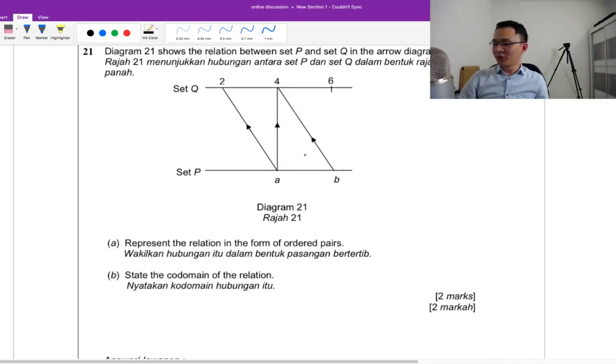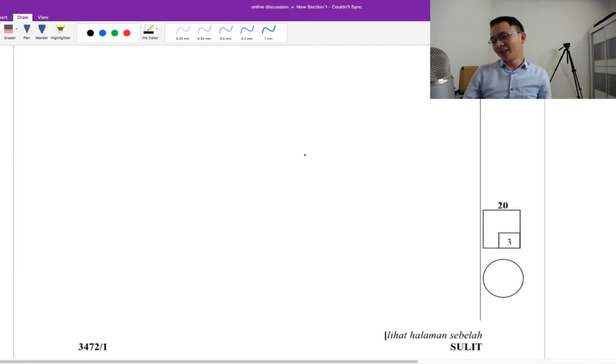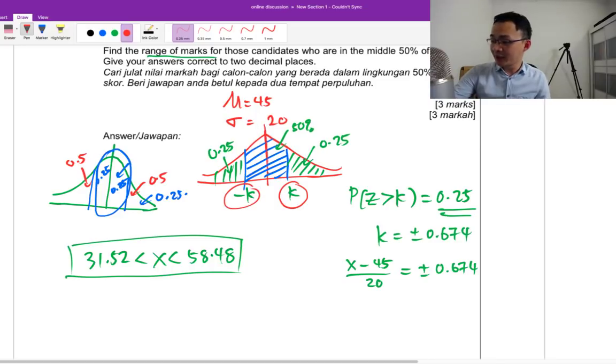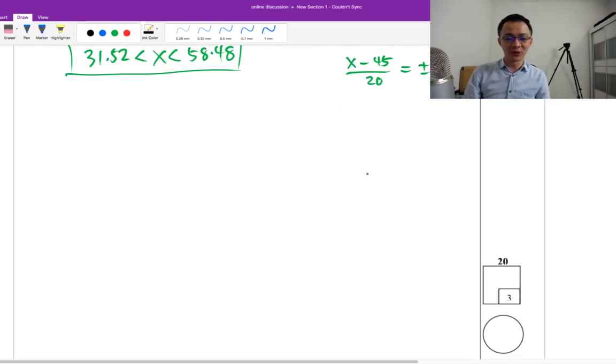Alright, a few more questions. Why is k equal to positive and negative? Because of the bell-shaped diagram here, if you take the middle 50%, you have a positive k and a negative k, because this is the middle line. Whatever is before the middle line, this part is the negative, this part is the positive. If you don't understand, maybe you need to check out my probability distribution video, then you will know why we have these two.